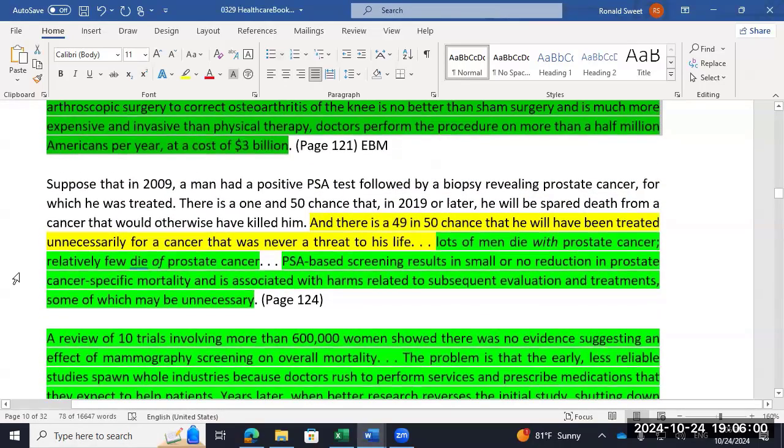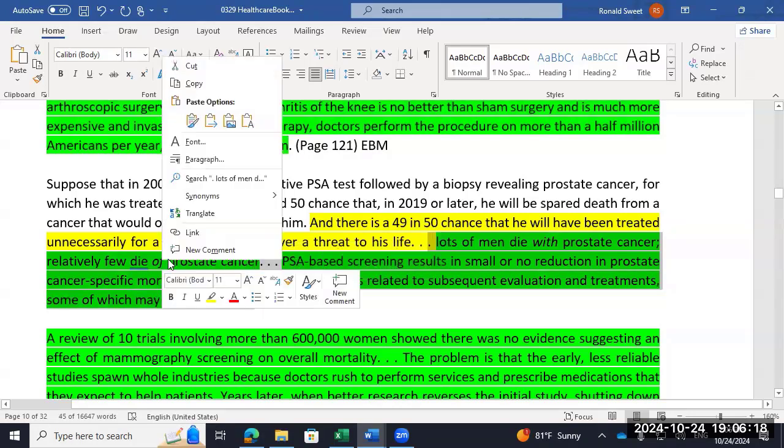Lots of men die with prostate cancer. Relatively few die of prostate cancer. PSA-based screening results in small or no reduction in prostate cancer mortality and is associated with harms related to subsequent evaluation and treatments. That's another good one for evidence-based medicine.